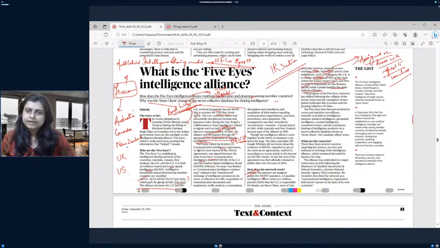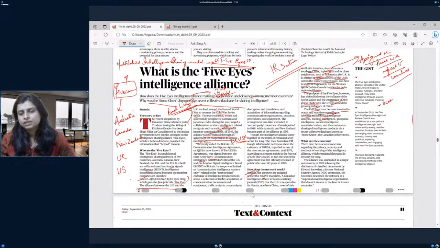The goalpost of Five Eyes, however, has shifted following the collapse of Soviet Union and the emergence of new global challenges like terrorism and the growing influence of China. The Five Eyes have become involved in ocean and maritime surveillance, scientific and defense intelligence analysis, medical intelligence. See, medical intelligence also. Why? Because right now I have talked about the kidney chain thing. And here also they are saying that they are tracking information regarding medical intelligence also. So you see the relevance.